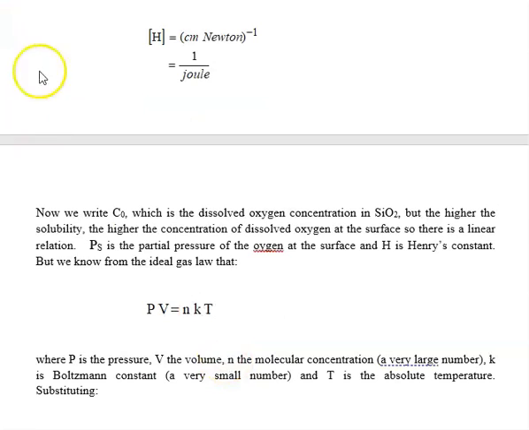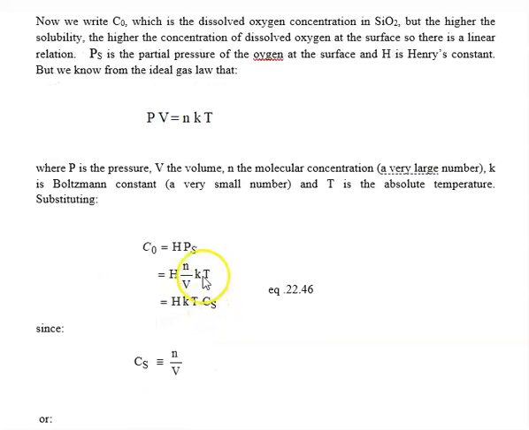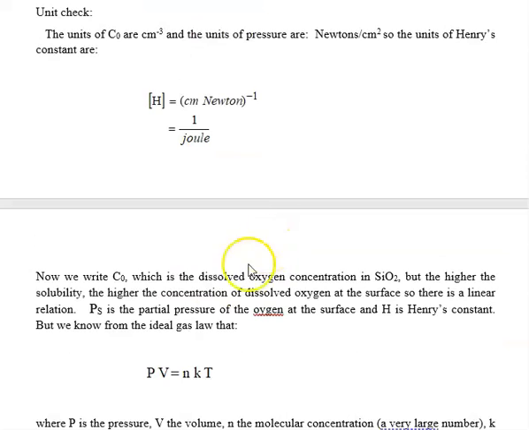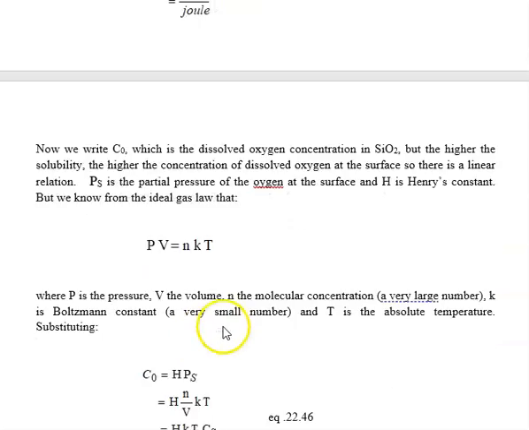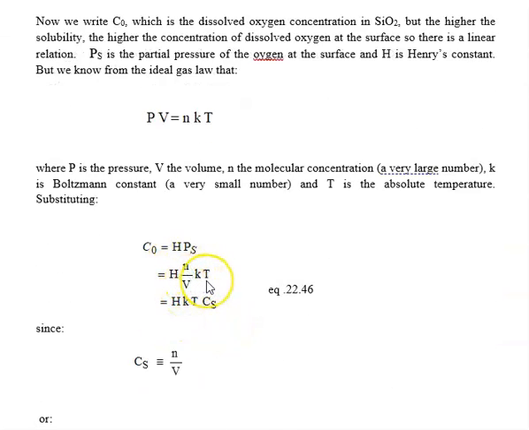Okay. Now we write the ideal gas law, PV equals NkT, where N is the number of oxygen molecules per cubic centimeter, k is the Boltzmann constant, and T is the absolute temperature in Kelvin. N is a very large number, k is a very small number, and T is about 1,000 degrees centigrade. So we substitute that in for volume, for pressure, and we get just N over V times kT, and we've eliminated the pressure now.